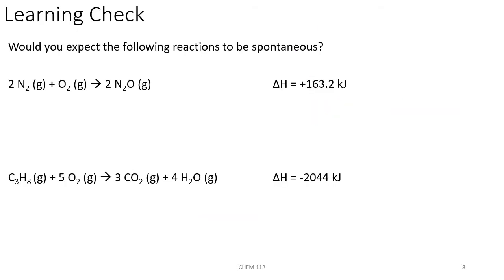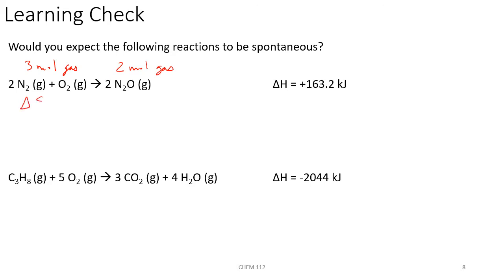Would you expect the following reactions to be spontaneous or non-spontaneous? In the first one, we have 2 moles of nitrogen plus 1 mole of oxygen, forming 2 moles of N2O. We have a total of 3 moles of gas on the reactant side, and we have 2 moles of gas on the product side.